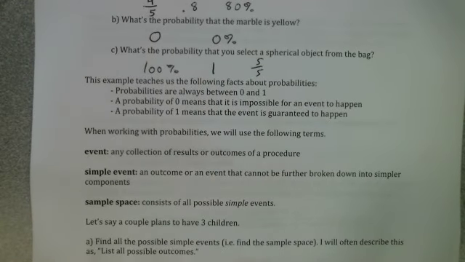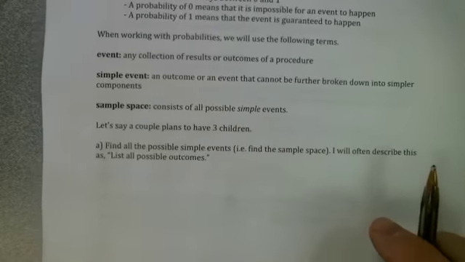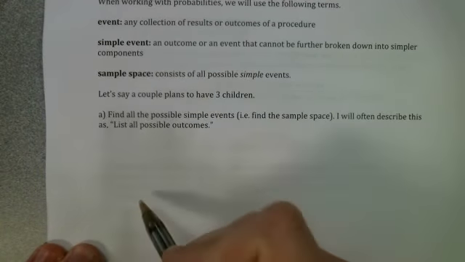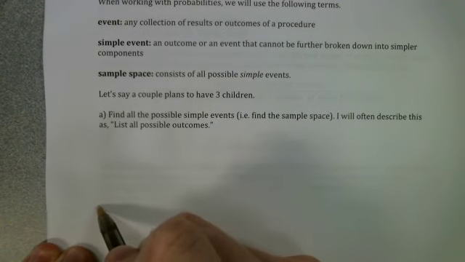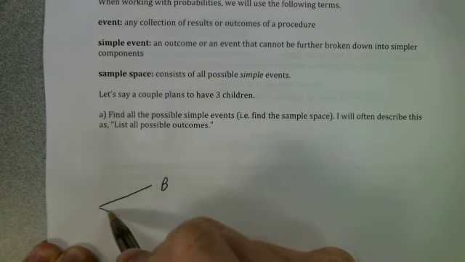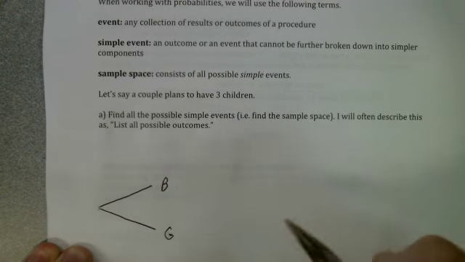I say find all the possible simple events. In other words, find the sample space. I will often describe this as list all possible outcomes. So what are all the things that could happen if a couple decides to have 3 children? Well, their first kid could either be a boy or it could be a girl.